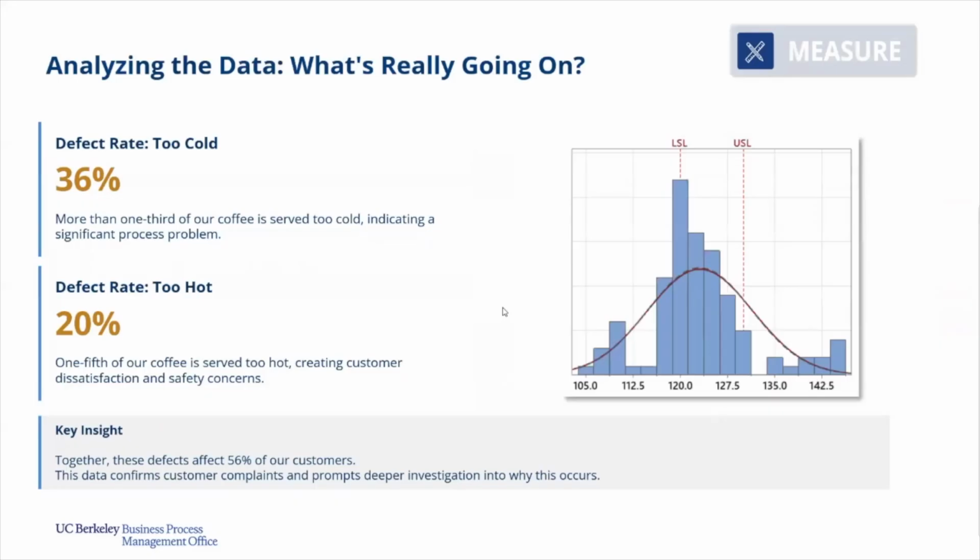And when we get the data back, yeah, we've got a problem. Looking at this distribution of our process performance, you can see what we call the upper and lower spec limits. This is basically what the customer is saying our process should be performing within. And in this example with the data, we've got about a third of our coffee that's going out too cold and 20% of it's going out too hot. So we're getting it right less than half the time.